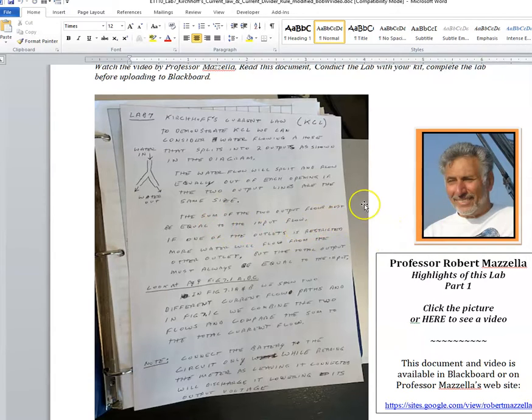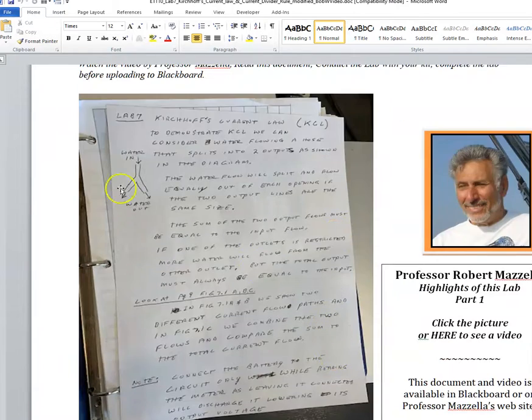Hi class, this is Professor Mazzella, and today we're going to talk about Lab 7, which is Kirchhoff's current law. To demonstrate KCL, Kirchhoff's current law, we can visualize water flowing through a hose that splits into two outputs, as shown in the diagram. The water flow will split and flow equally out of each opening if the two output lines are the same size. The sum of the two output flows must equal the input flow. So that's the idea with visualizing that. Two outputs will equal the input.